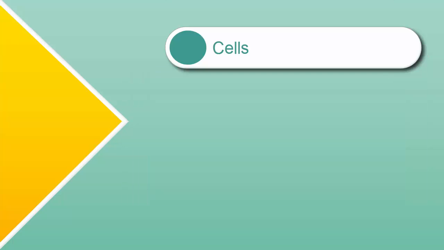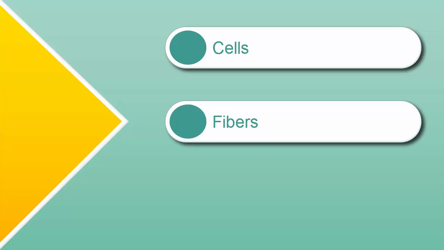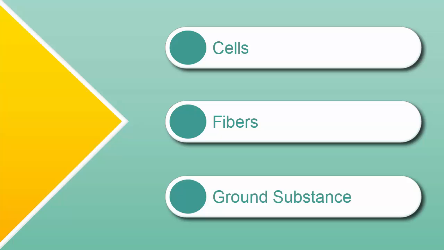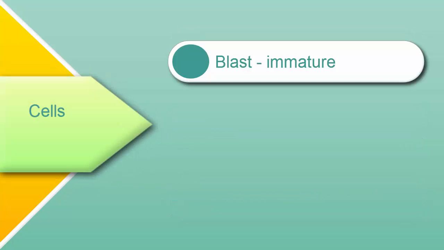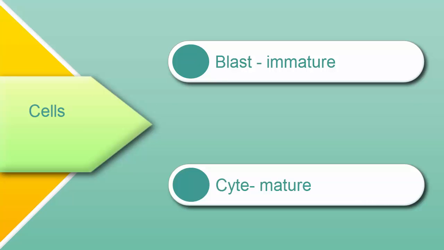All connective tissues contain three common elements: the cells that produce the substance of the connective tissue, the fibers that give the structure and support to the connective tissue, and the liquid substance called ground substance. Sometimes the fibers and the ground substance together are referred to as the extracellular matrix. The cells of connective tissue are the immature blast cell and the mature cyte. The blast cell secretes the matrix of the CT, and once the matrix is synthesized, the cells become a cyte.